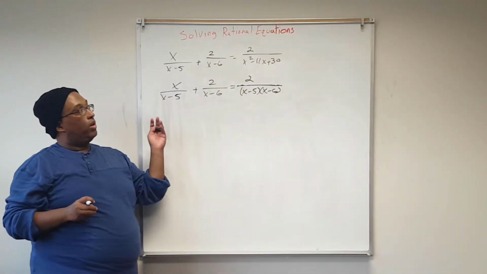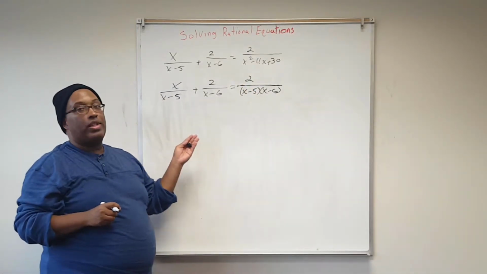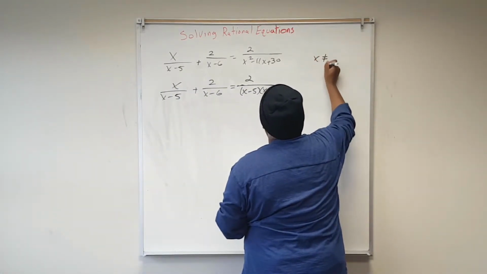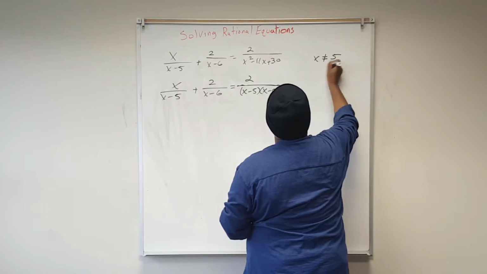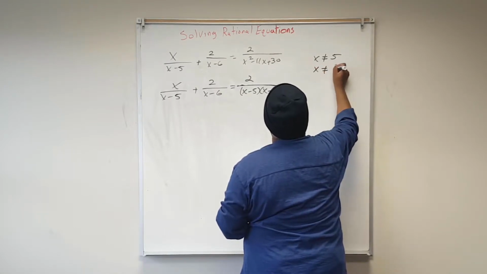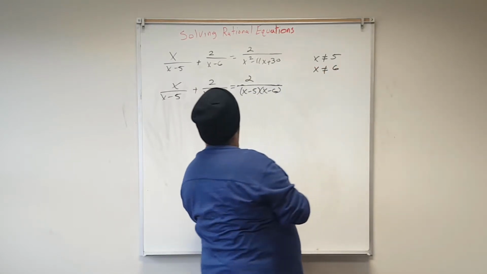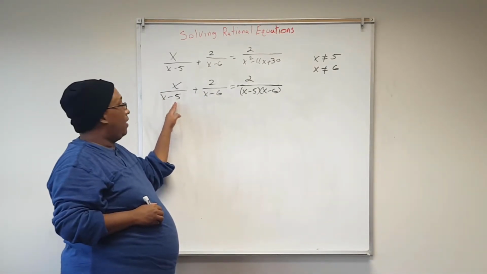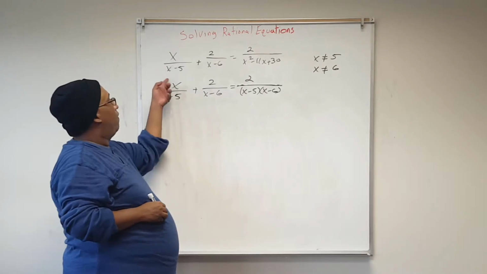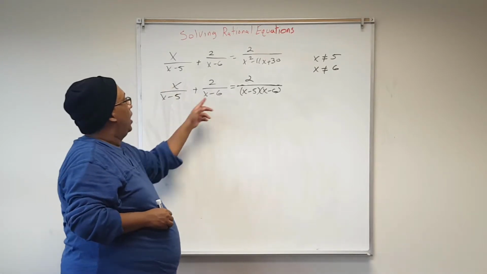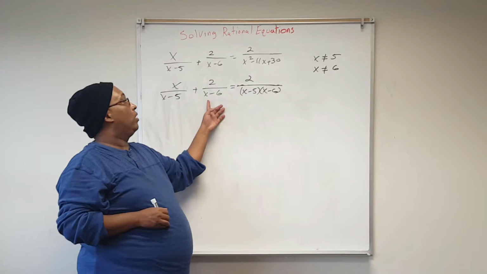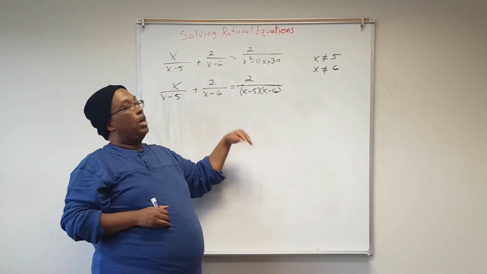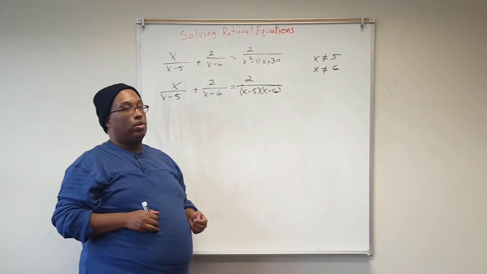Now that we factored it, we need to state our restricted values. So x cannot equal 5 and x cannot equal 6. If we substitute x with 5, we get 0 in the denominator. 5 over 0 is undefined. If I put 6 in the denominator, I get 2 over 0, which is undefined. So we can't have those numbers.